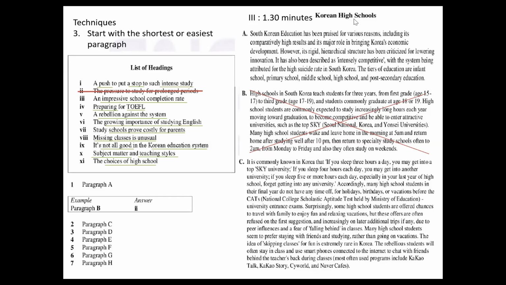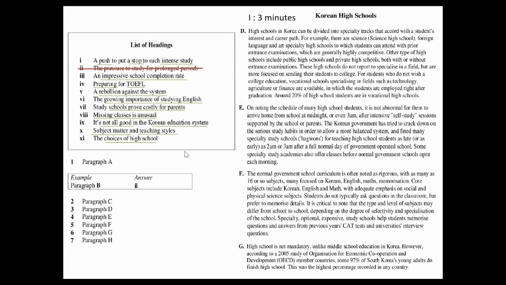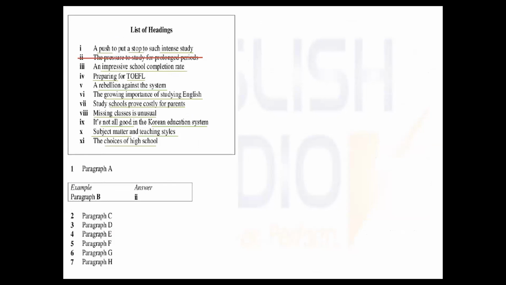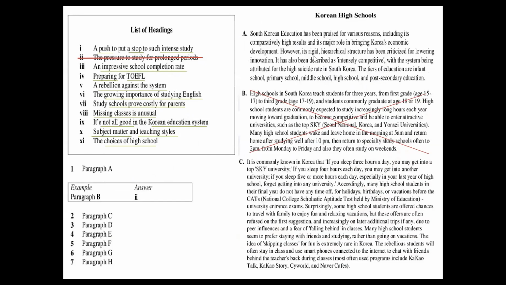Okay, guys, let's try to explain the paragraphs one by one. First, we have paragraph A here. Mr. Rido, could you please explain your answer? Yes. Paragraph A. The answer is, I think, from the list of headings, number 3, an impressive school completion rate.